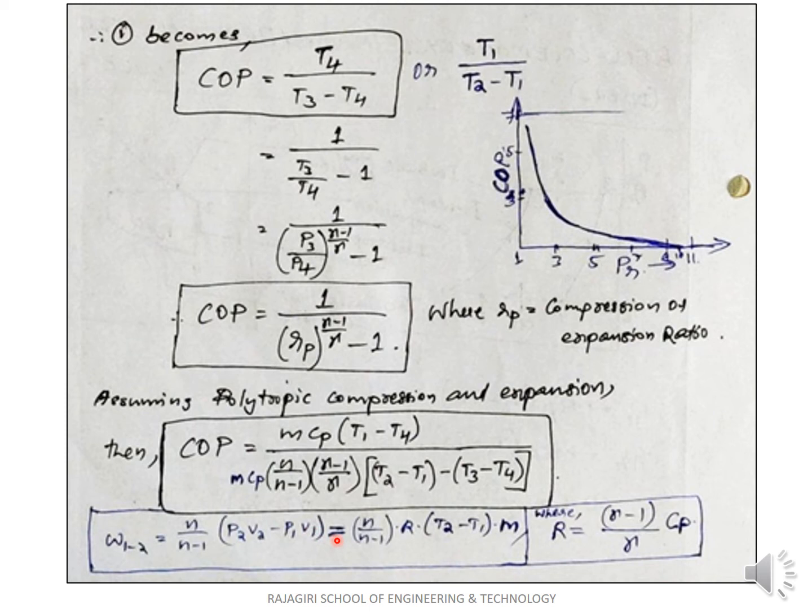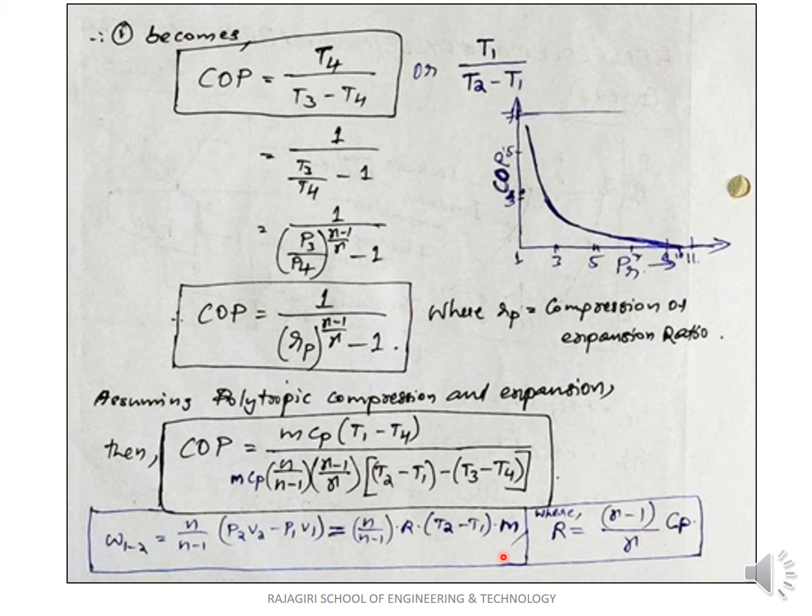We know that PV is equal to mRT. So we can rewrite this equation as mR (T2 minus T1) multiplied by n by n minus 1, where we can express the characteristic gas constant for air, R, in terms of the specific heat ratio gamma and Cp, that is, R is equal to gamma minus 1 by gamma multiplied by Cp.